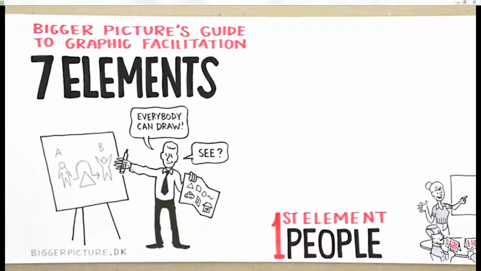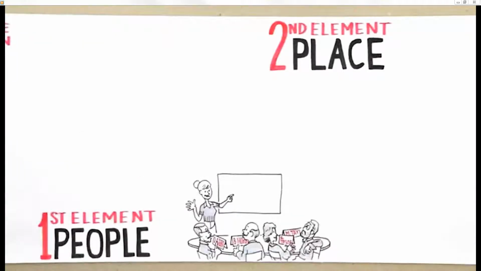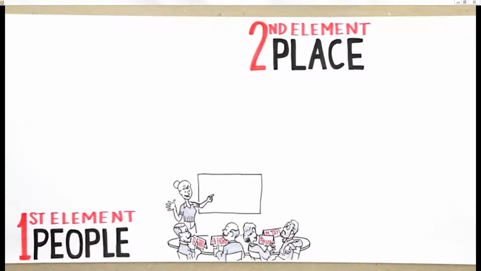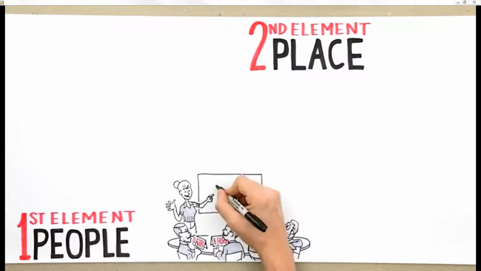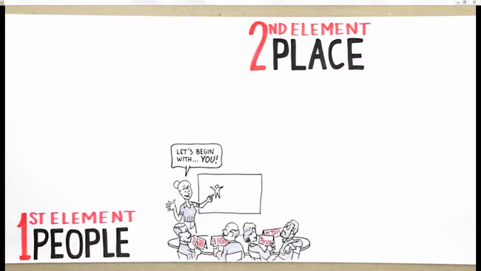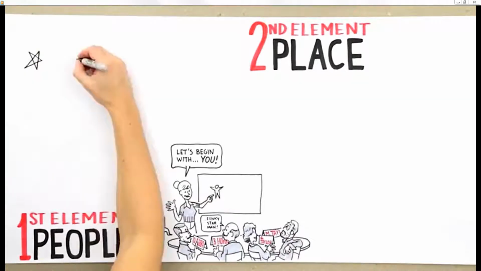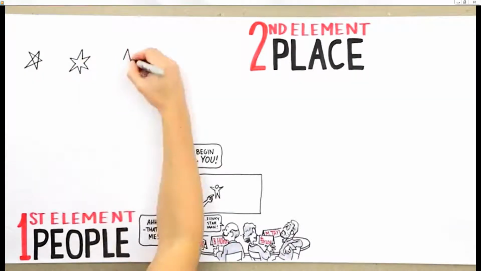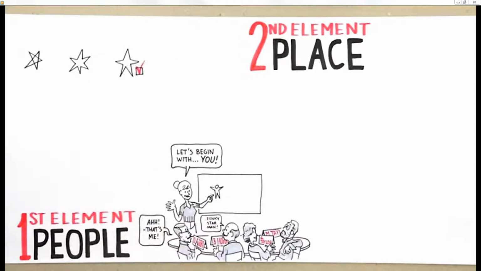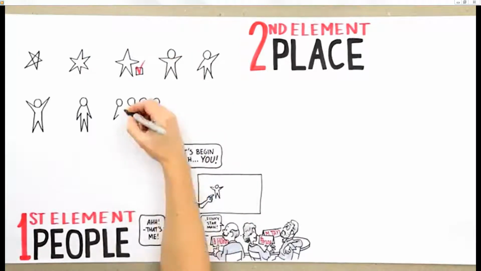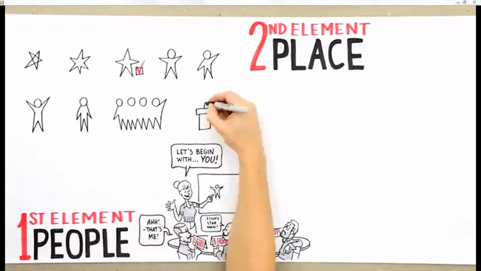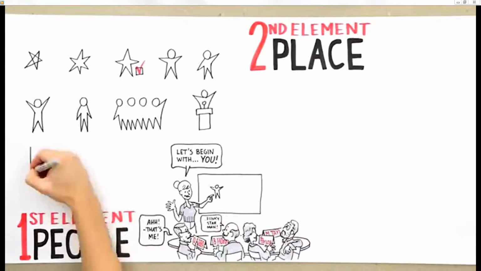Element 1. People. First things first. In any drawing, start with people. Show who's involved. We like to identify ourselves in any picture. Draw a star, not just any star. This one. With this shape, you can create persons in many variations, like this. With just a few strokes, you can create impressive icons which people will remember.